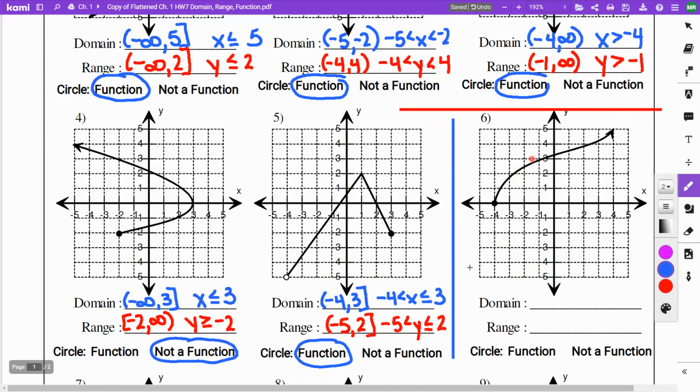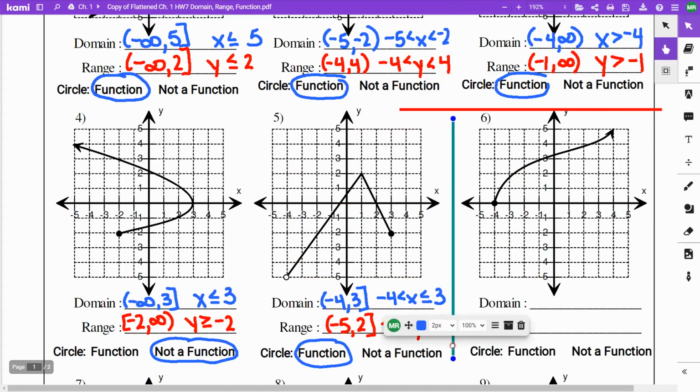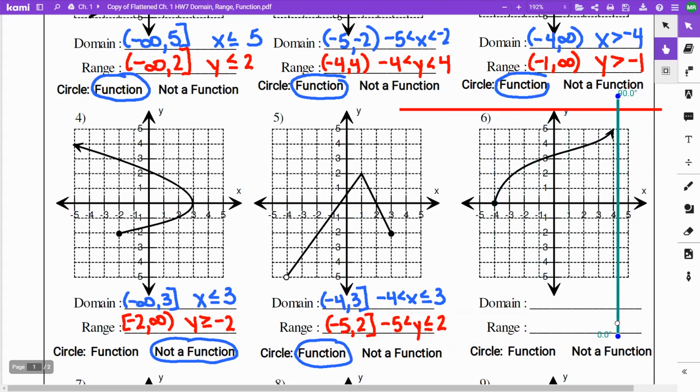On the next one, if I'm looking at the domain, as I take this across, you see it's going to go to the right forever, so that's going to be infinity. And as I'm moving across, it only touches at one spot. And the furthest to the left it's going to go is -4. So from -4 to infinity.